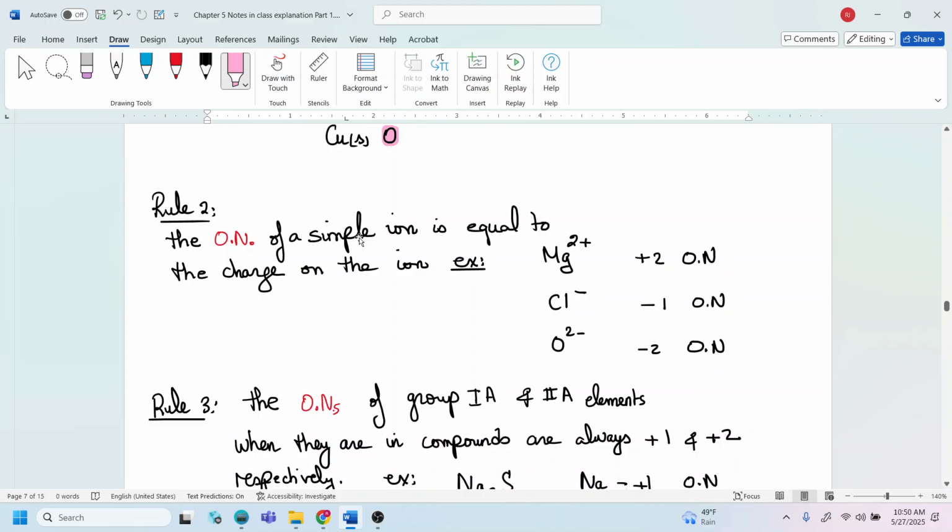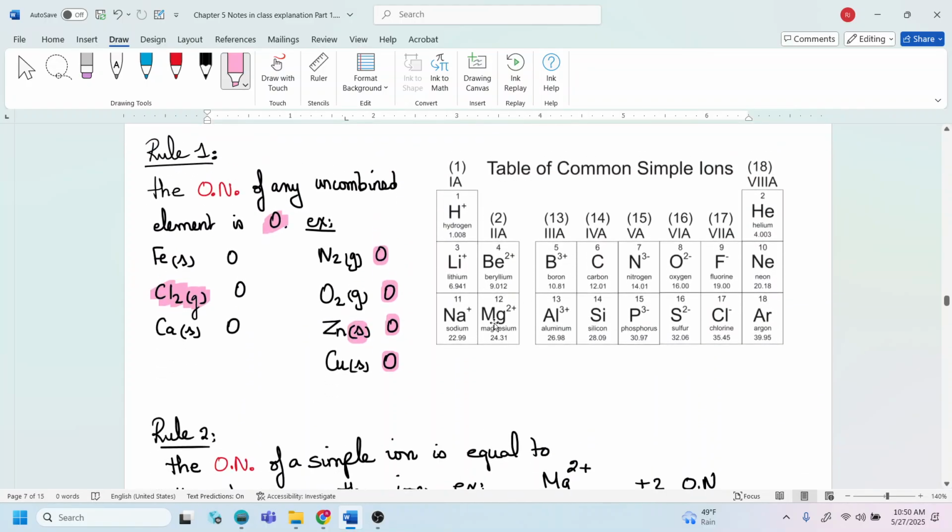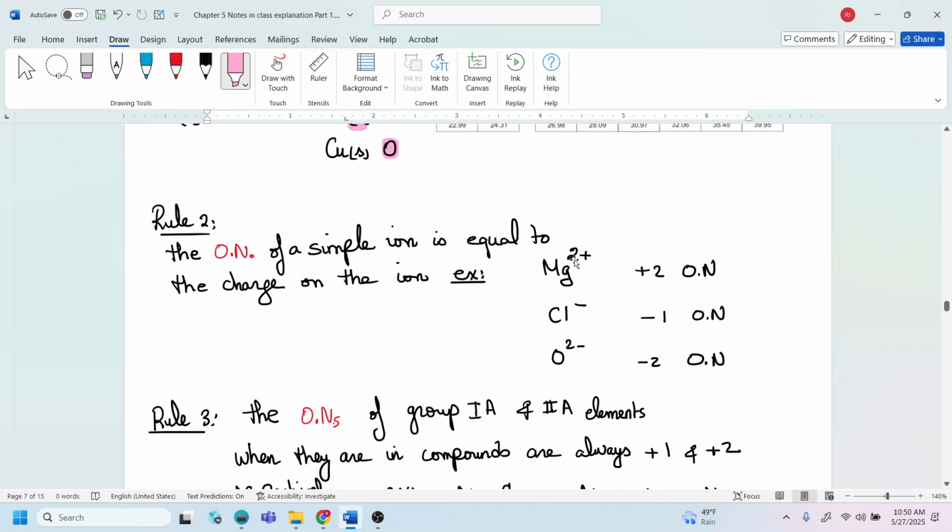Second rule, the oxidation number of a simple ion is equal to the charge on that ion in the periodic table. So if you take a look at magnesium, when it is solid, it's a zero charge. But when it becomes an ion, it loses two electrons, so its charge is going to be plus two. So I would say that the oxidation number for magnesium is a plus two. Same thing for chlorine, the oxidation number is negative one, and oxygen, the oxidation number is negative two. So the oxidation number is equal to the charge on that ion.